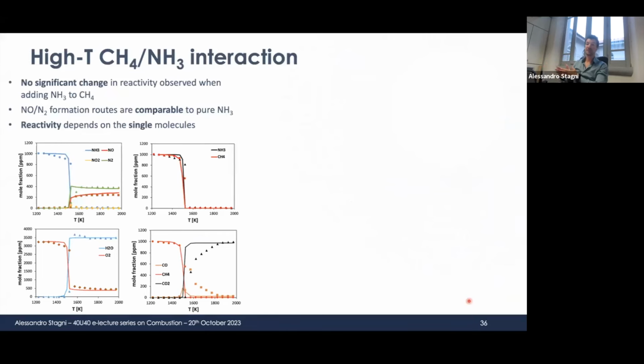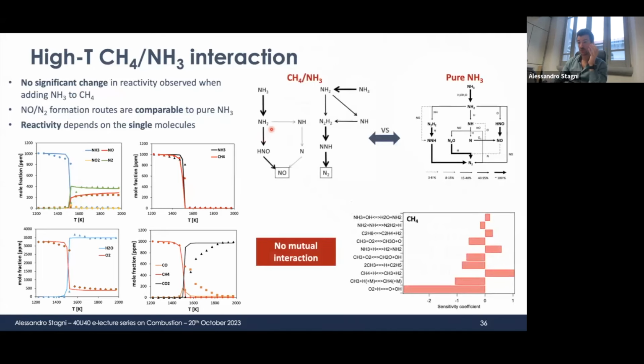On the other side, at high temperature, we did an experimental and modeling study in a flow reactor to understand if anything is changing, but no significant change in reactivity is observed moving from ammonia to methane. Basically, ammonia burns on its own and methane burns on its own. In the sensitivity analysis to methane, you can see that the important reactions are those related to ammonia and those related to methane, but there is no mutual effect. This is due to the fact that we are dealing with very high temperature compared to the previous situation.